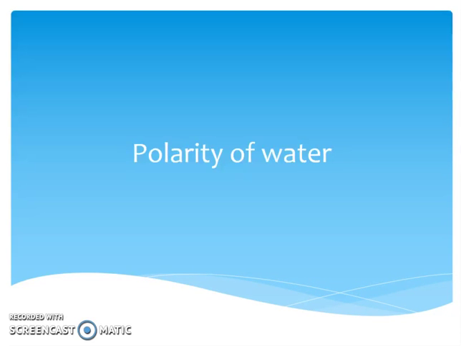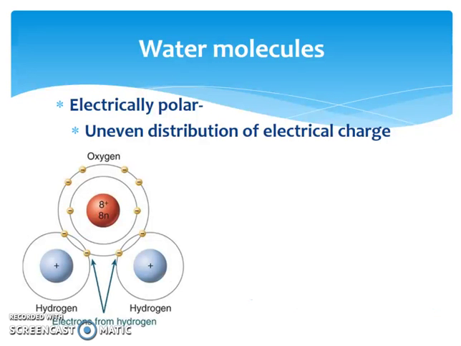Welcome you guys to the first set of notes for Learning Target 2 in our Solutions unit. This is going to be the polarity of water. When we think of something having a polarity, we always think of something that has poles. So polarity, poles. We call it electrically polar. And when something is electrically polar, it has an uneven distribution of electrical charges.